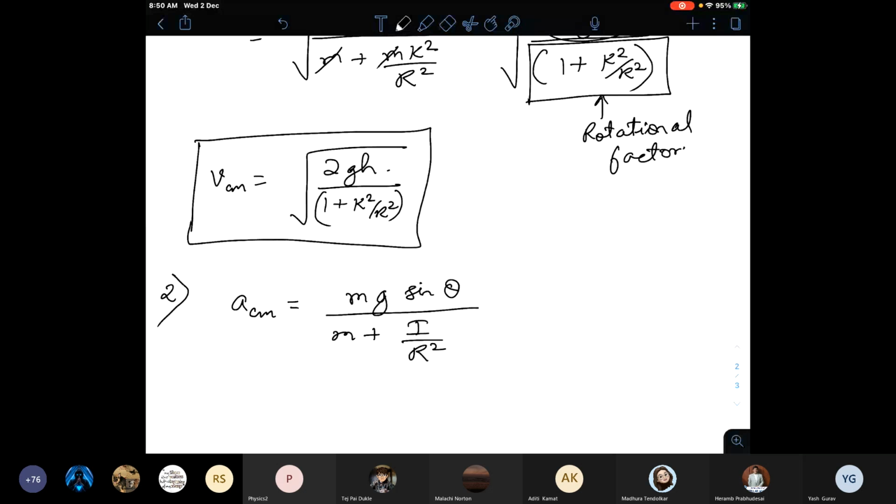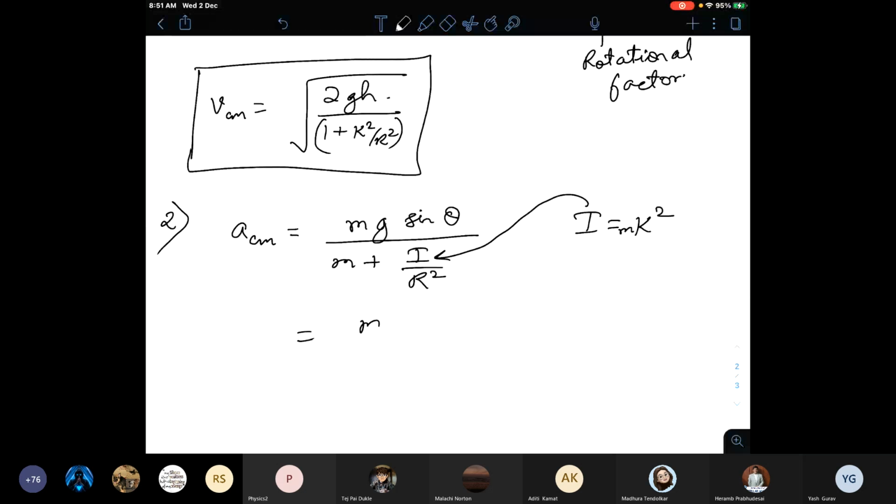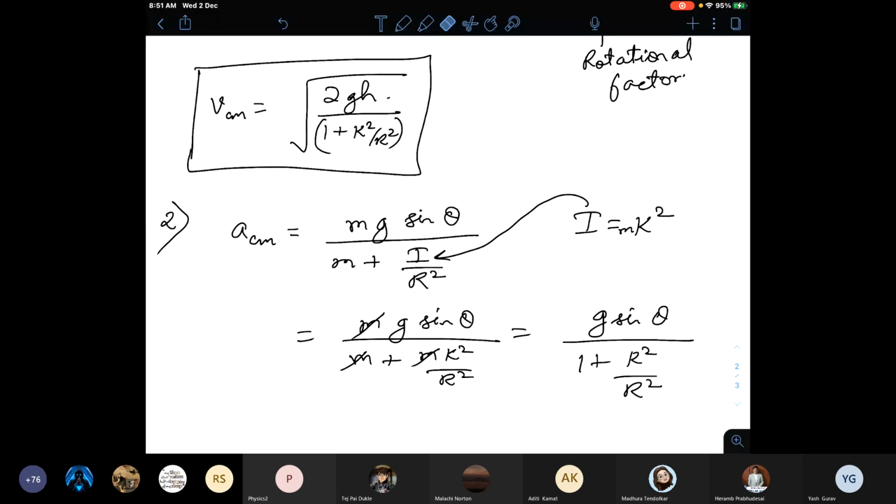Again, you see this is not a very good formula to remember. It is a weird kind of relation. So again, what we can do is we can replace I as mk square. If you replace I as mk square over here, again you will see in the denominator that m is coming out to be common. So m cancels out. You will be left with g sin theta upon 1 plus k square by r square.